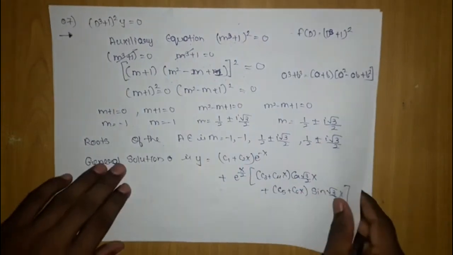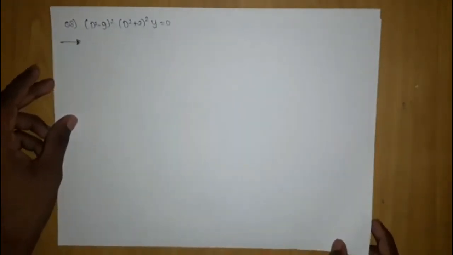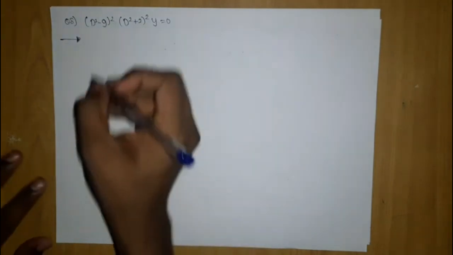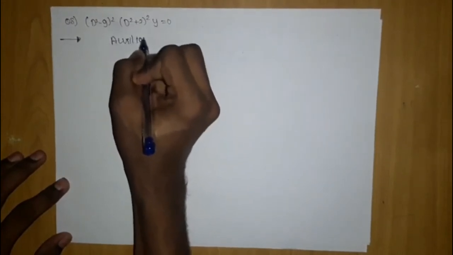Now let's move on to the last question of this type of problems on higher order linear differential equations. The question says (D square minus 9) the whole square into (D square plus 2) the whole square into y equals 0. The given differential equation is a homogeneous linear differential equation with constant coefficients. Its particular integral is 0, and therefore the general solution is nothing but the complementary function. So what is the auxiliary equation?